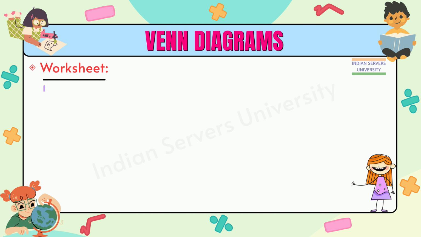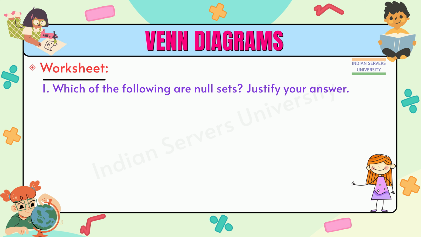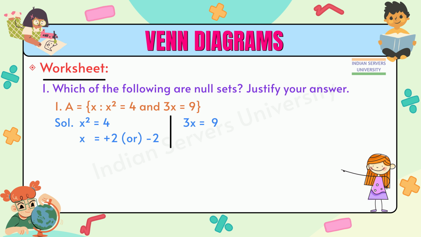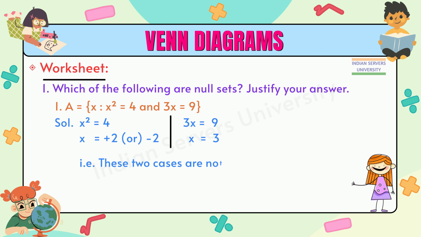Worksheet, first one, which of the following are null sets? Justify your answer. A equals the set of x such that x squared equals 4 and 3x equals 9. So x squared equals 4 and x value emothundi plus 2 or minus 2 avutundi. But 3x equals 9 and x value 3 avutundi. Ante e two cases okay sir possible avutledu. So this is a null set.